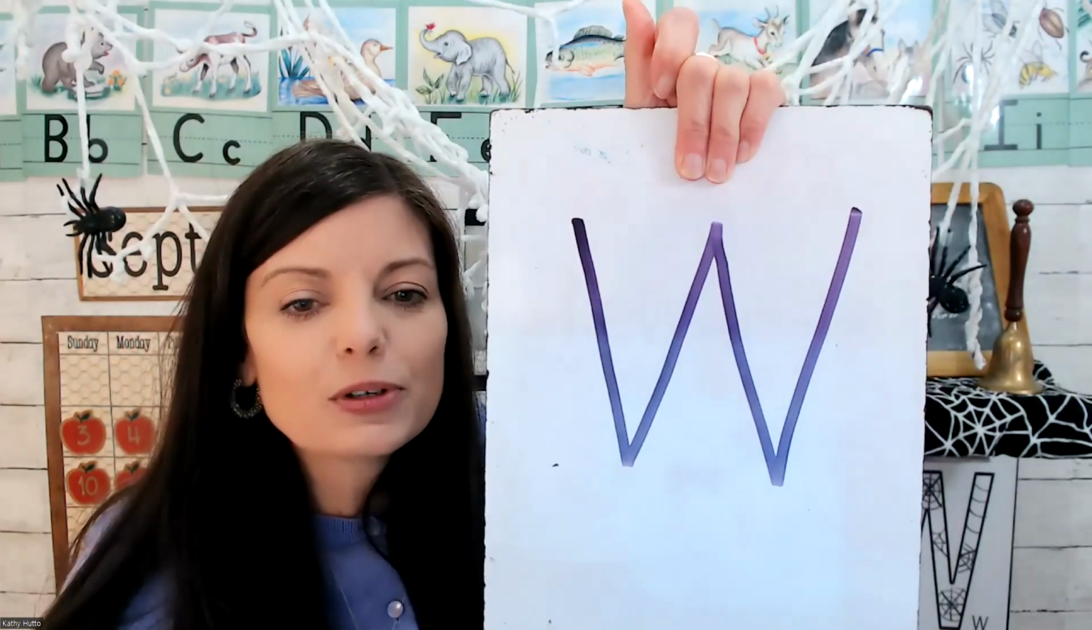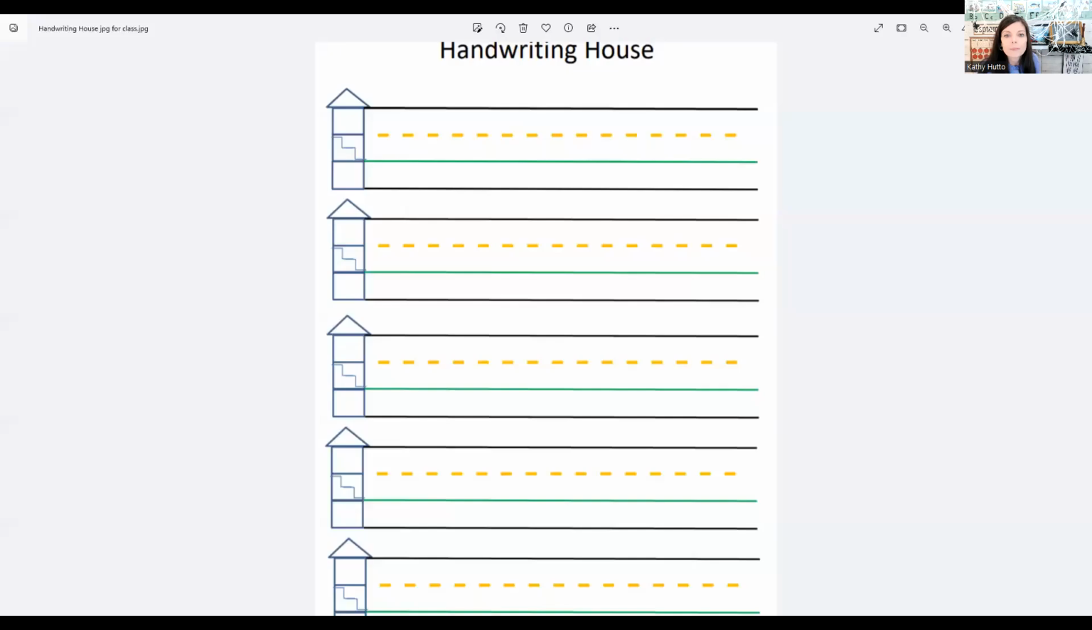Let me show you what W looks like on handwriting paper. We're going to start at the top. We're going to go down and up and down and up. Let's practice. Down and up and down and up. Go all the way down to the green carpet, all the way back up, and then down and all the way back up. This is a big letter, so big letters go upstairs and downstairs always.